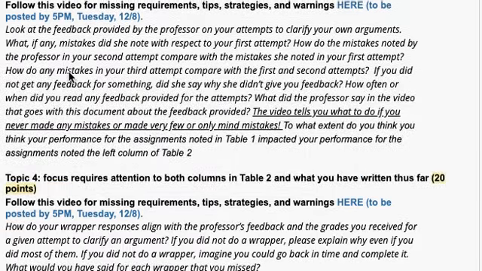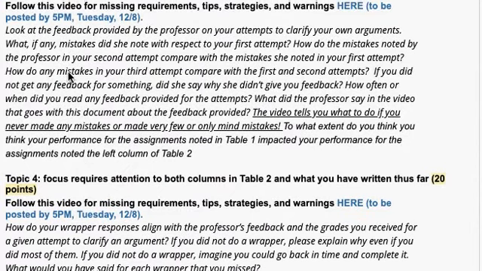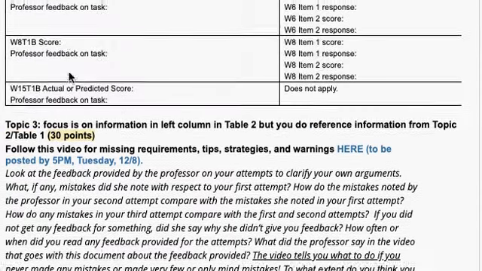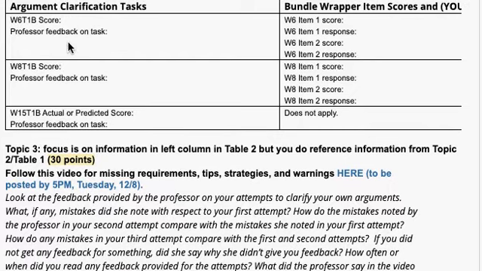All right, so let's go ahead and look at the prompt. It says, look at the feedback provided by the professor for your attempts to clarify your own arguments. What, if any, mistakes did she note with respect to your first attempt? So this is going to be the one that you might discuss the most. You'll look at your score, and you can say, for my first attempt, my score was blank.